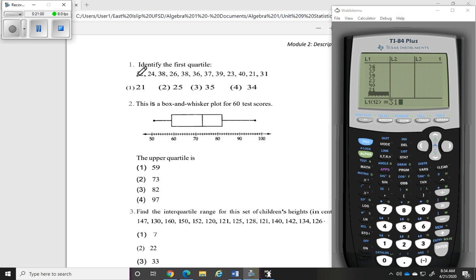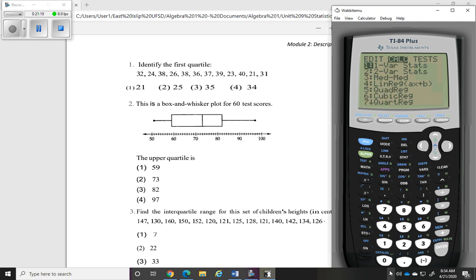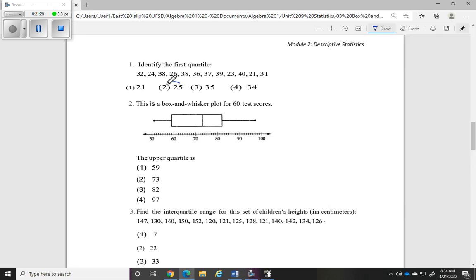So I entered everything. There are 12 numbers in this list. I got up to the 12th number on my calculator, and the question is identify the first quartile. So remember, you can graph it, hit trace and see your first quartile, or you can hit stat, calc, 1-var stat, enter, and arrow down, and you can see that the first quartile, Q1, is 25.